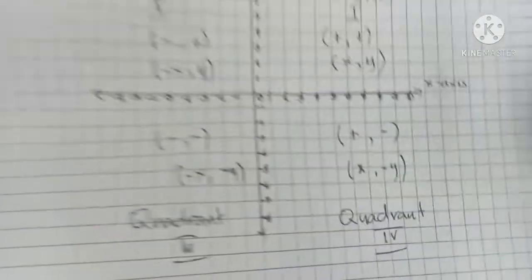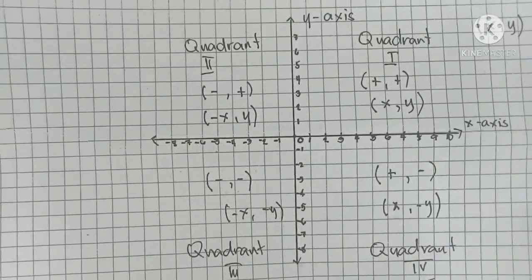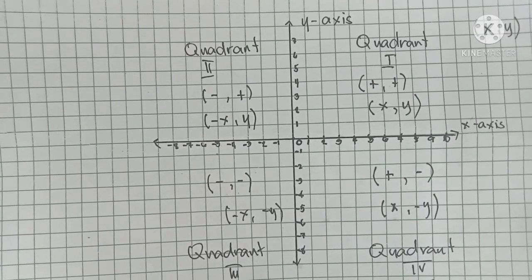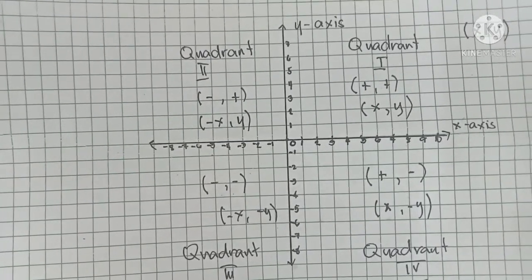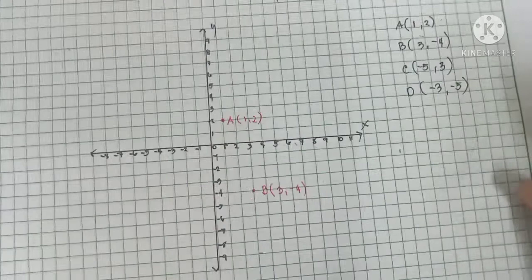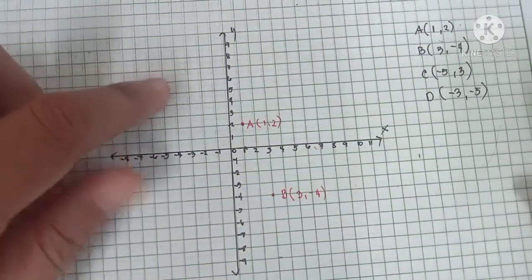Negative 5, 3. Negative x and positive y. So that is located at quadrant number 2. So this part here, this quadrant here.